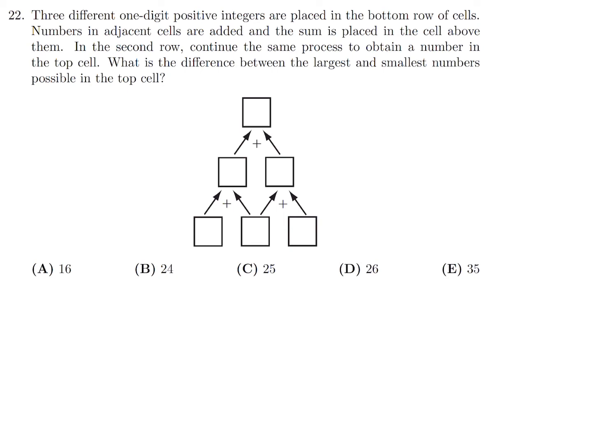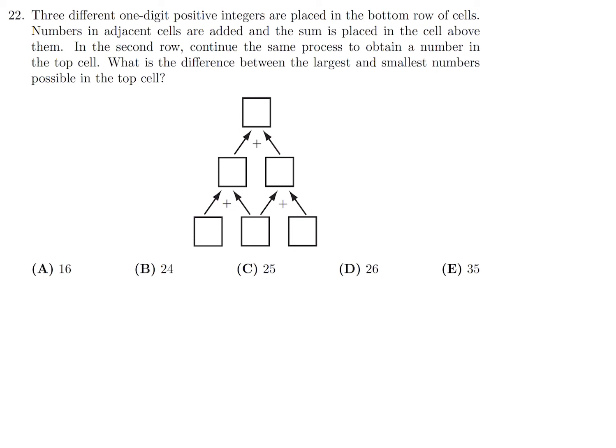Three different one-digit positive integers are placed in the bottom row of cells. Numbers in adjacent cells are added, and the sum is placed in the cell above them. In the second row, continue the same process to obtain a number in the top cell. What is the difference between the largest and smallest numbers possible in the top cell?